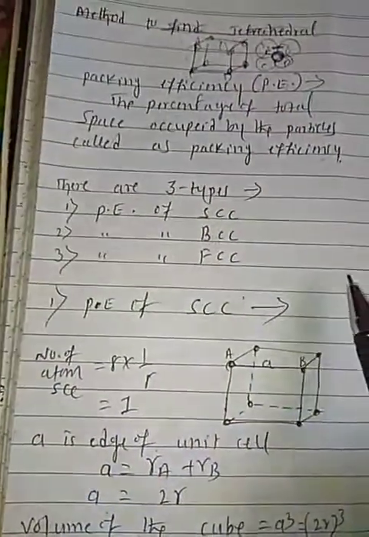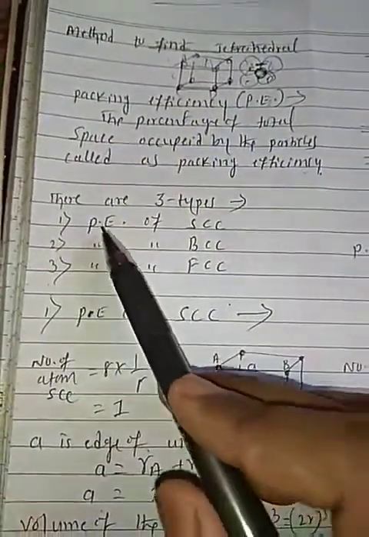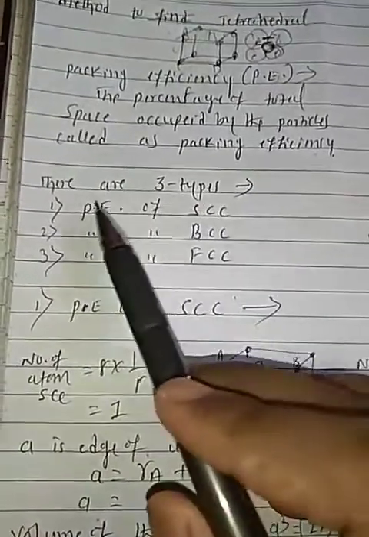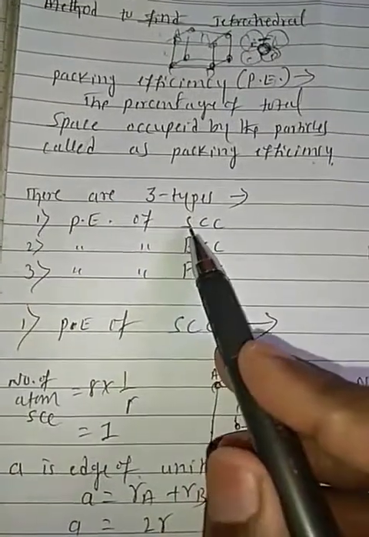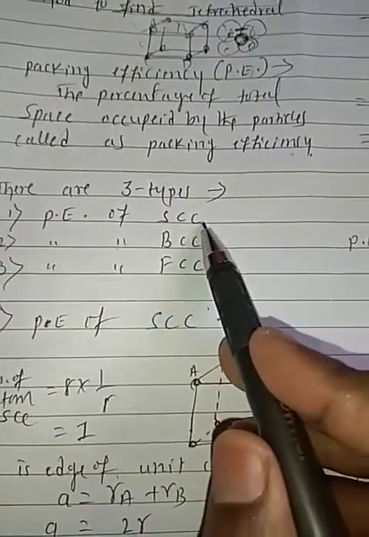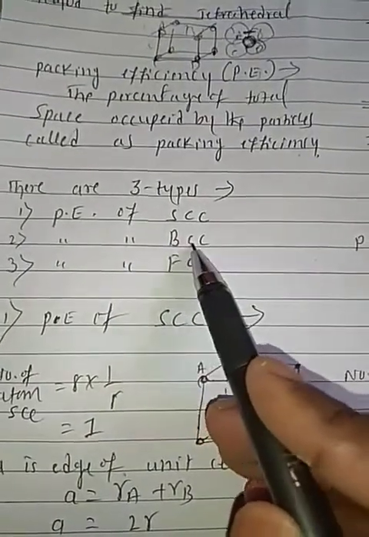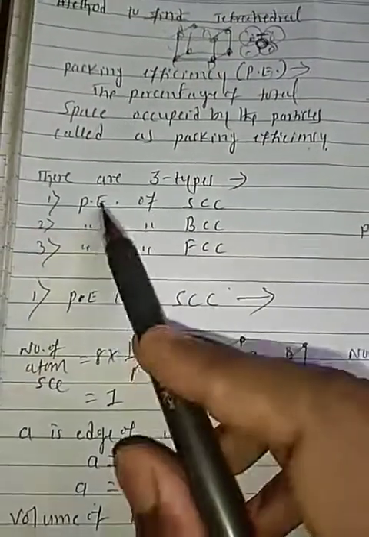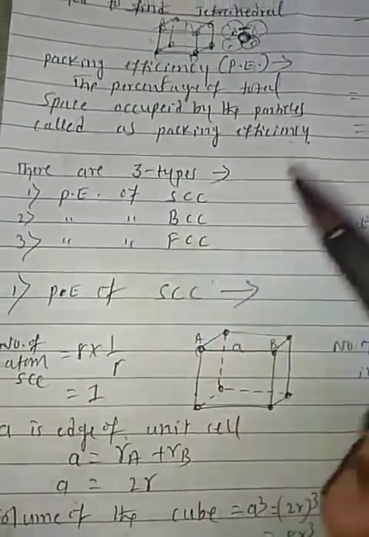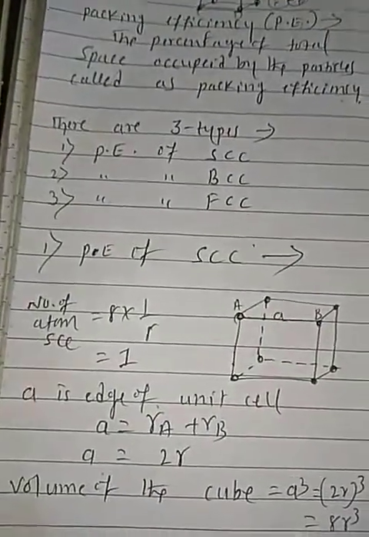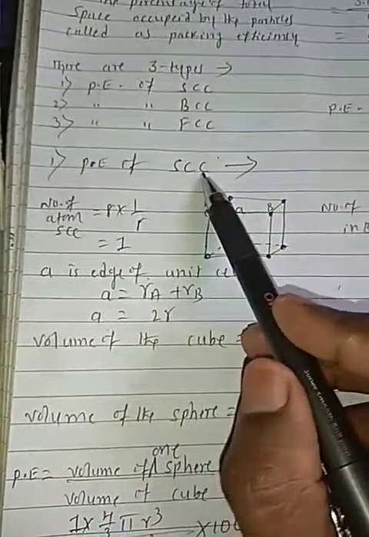Right, students? So there are three types of packing efficiency. Packing efficiency of SCC means simple cubic crystal. Packing efficiency of BCC means body centered cubic crystal. Packing efficiency of FCC, face centered cubic crystal. These three are for your syllabus, students. Okay, packing efficiency of SCC.